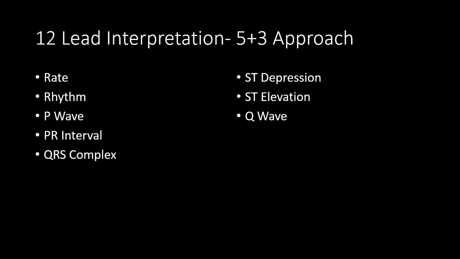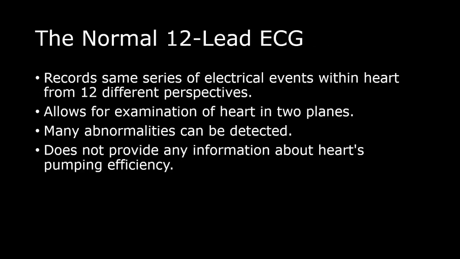So rate, rhythm, P wave, PR interval, and QRS complex. Oftentimes, you can look at your monitoring strip at the bottom, which is often a lead two strip, and then ST depression, ST elevation, and Q wave. So in the normal 12 lead, it records the same series of electrical events.